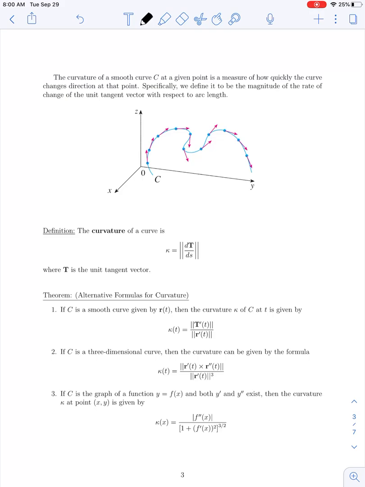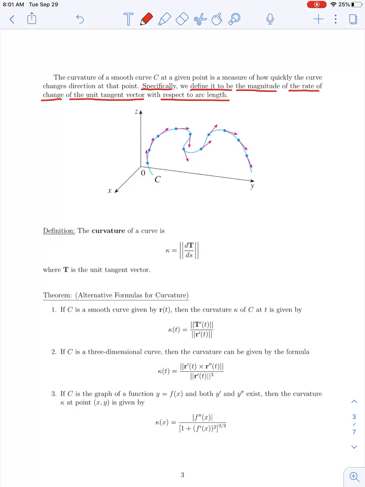Now, the next thing we're going to talk about in this section is the concept of curvature. Curvature of a curve, either in the plane or in space. Curvature is a measure of how, for lack of a better word, how curvy a curve is, or a little more specifically, how quickly the curve changes direction at a particular point. So more specifically, we will define curvature to be the magnitude of the rate of change of the unit tangent vector with respect to the arc length of a curve.